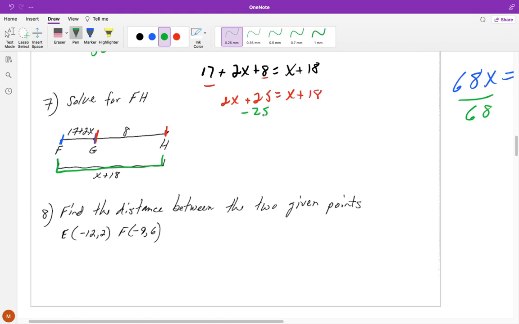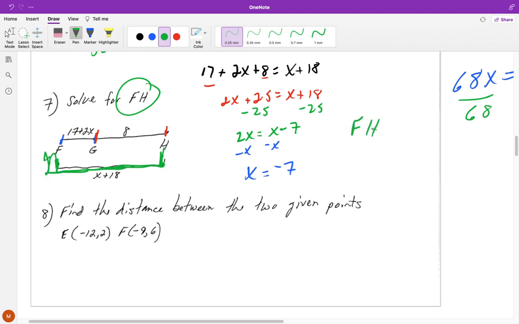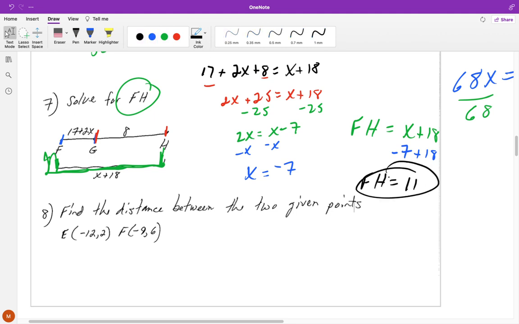So 2x plus 25 is equal to x plus 18. I'll then subtract over 25. So 2x is then equal to x minus 7. I'm going to subtract over the x. So we get x is equal to negative 7. The directions here didn't say to solve for x, so it says solve for FH. So we want to know what this entire segment is equal to. So if x is negative 7, FH was equal to x plus 18. Well, now we can substitute in that negative 7. So FH is equal to 11.